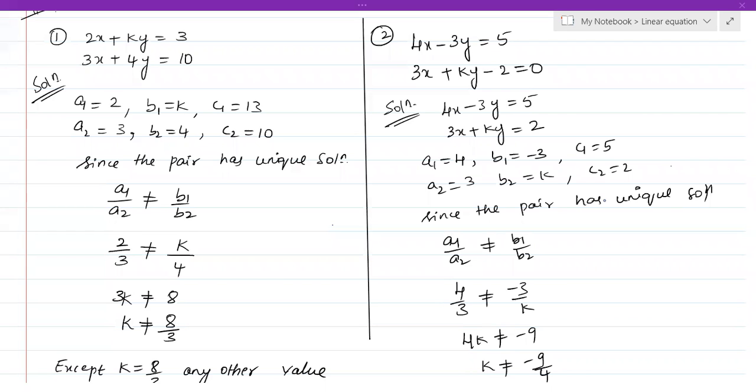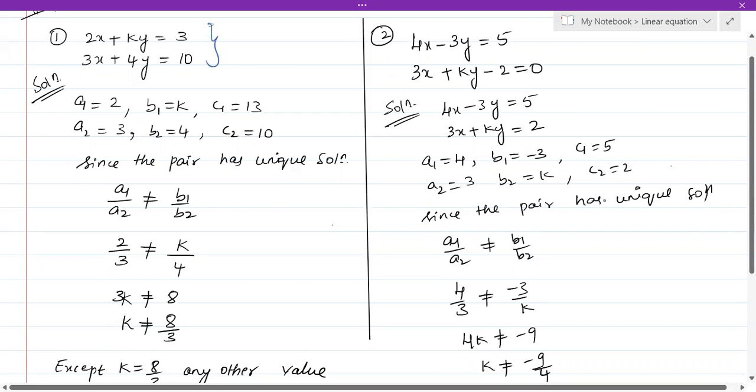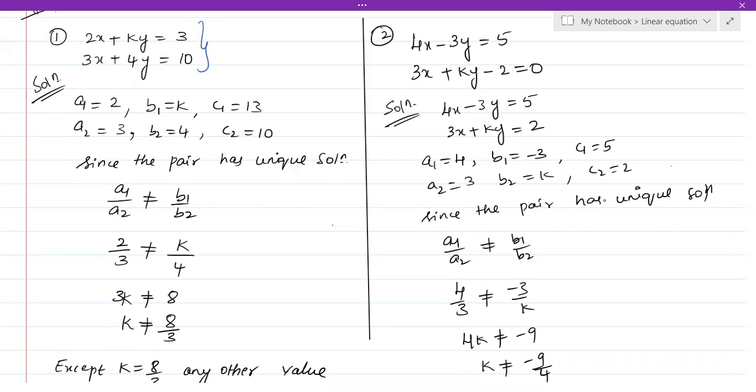So as you can see, I've taken a question, 2x plus ky is equal to 3, 3x plus 4y is equal to 10. Okay, this is a pair of linear equations. And what they have told us is this pair is having a unique solution. It is already given. If it is having a unique solution, find the value of k. That is the question.